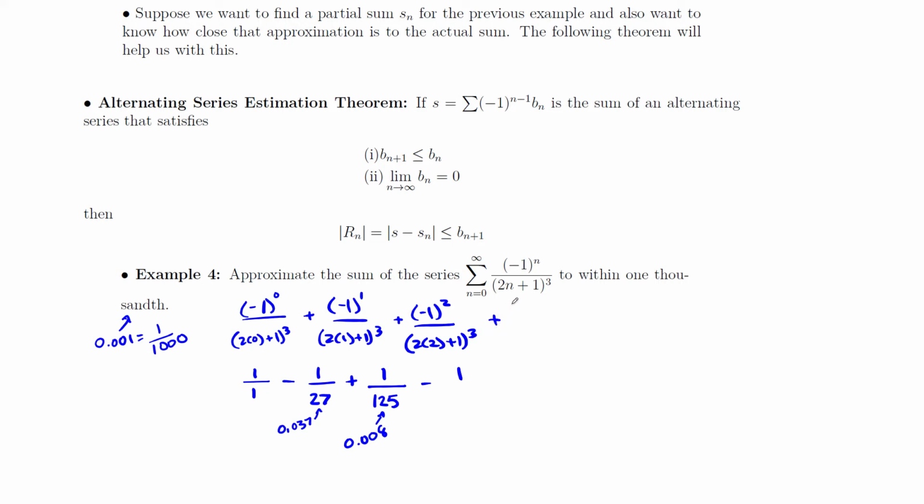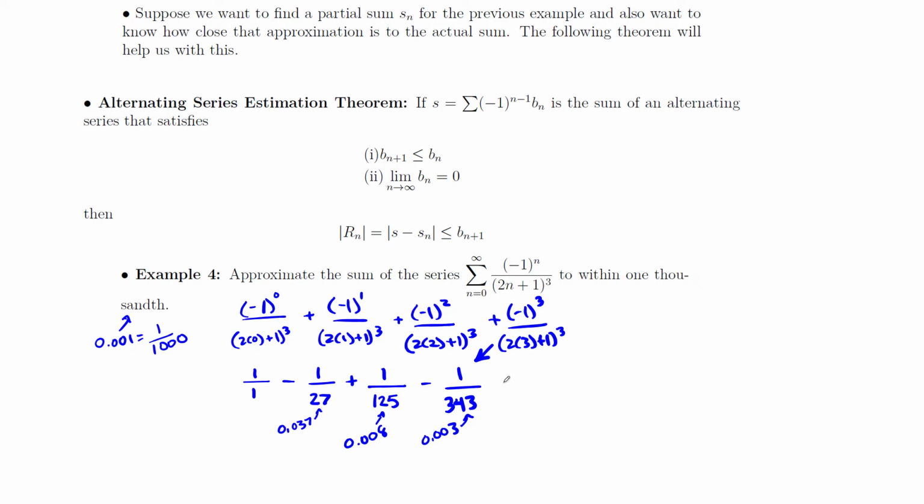All right, so minus 1. So the next one's going to be -1 to the third over 2 times 3 plus 1 to the third. So that's going to be -1 over 7 to the third power. So 7 to the third power is 343, which gives me 0.003. Okay, so still not below 0.001.